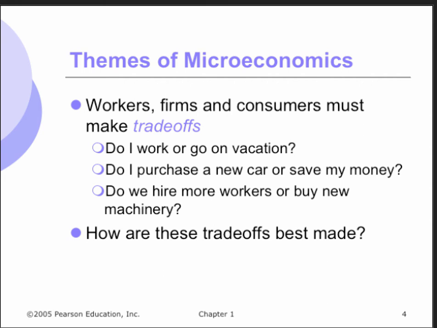So, for example, a person who has a job needs to ask themselves, should I work this week or should I go on vacation? If I work, I can make extra money. If I go on vacation, I'll enjoy myself, but I can't have both. A consumer must ask questions such as, do I purchase a new car or do I save my money? And a firm must ask itself questions such as, well, should we hire more workers or should we buy new machinery? So all these questions are very typical questions in microeconomics, and they all deal with the trade-offs that workers, firms, and consumers must make.